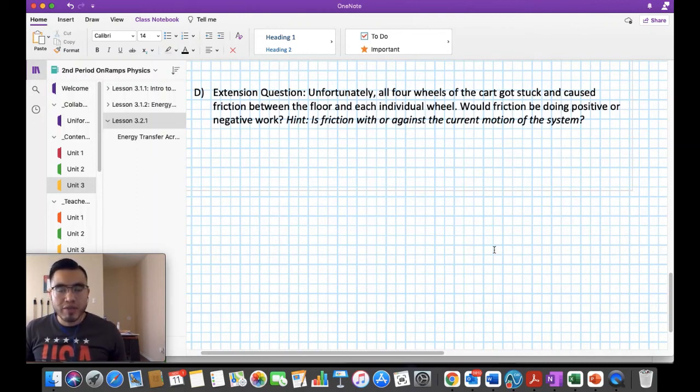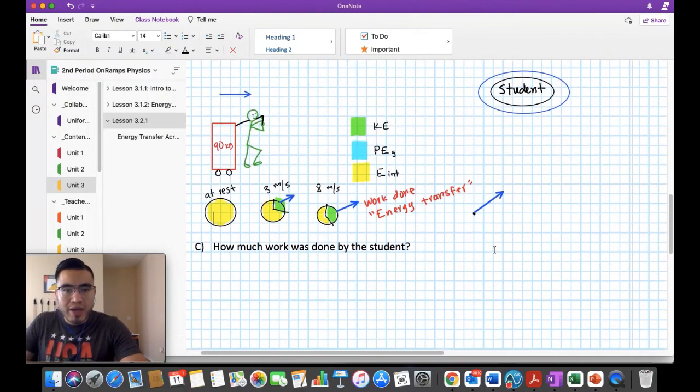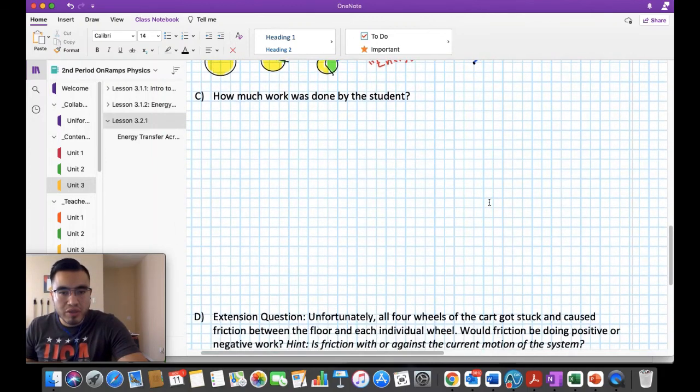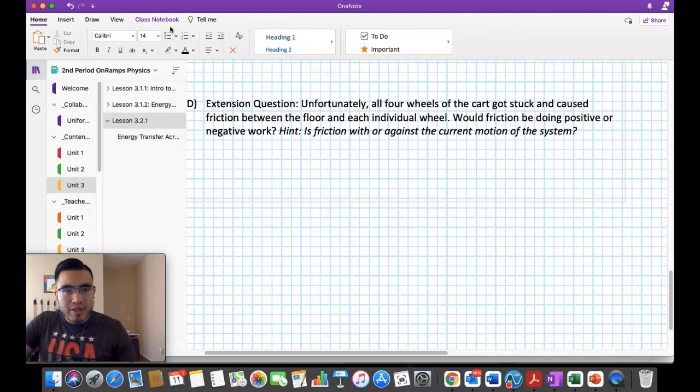Work can be positive or negative. The hint is friction with or against the motion? Now, if the student was pulling to the right, then friction would have a direction to the left, right? That would be the direction of friction. It's always against the motion. So in this case, friction is doing negative work.